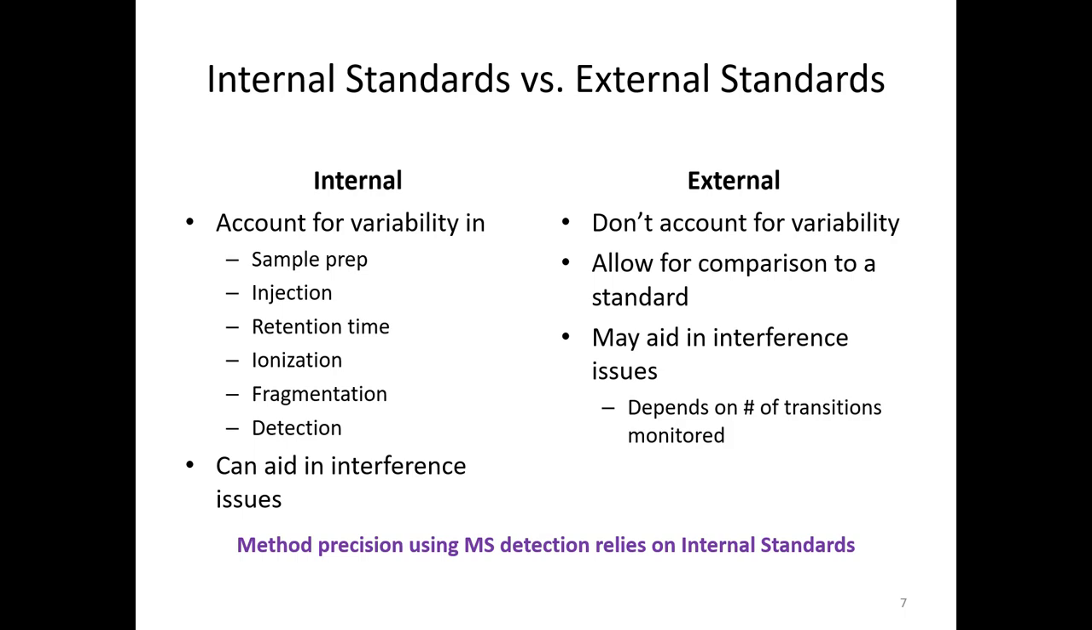All right, external standards don't account for all of that sample handling and analysis variability. They allow for comparison of your sample to a standard and maybe across a series of analyses, and they may aid in interference issues, but they may not, because maybe it's not in the exact same sample you're monitoring. And so this again is where I would say the more transitions the better if you don't have an internal standard present in the sample.